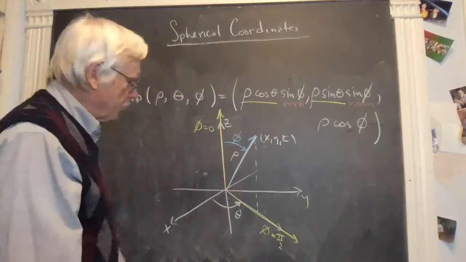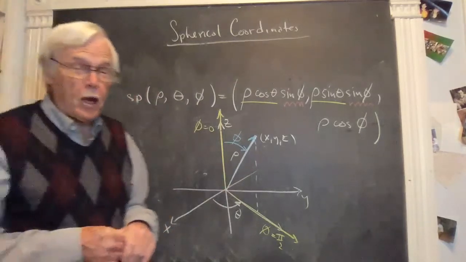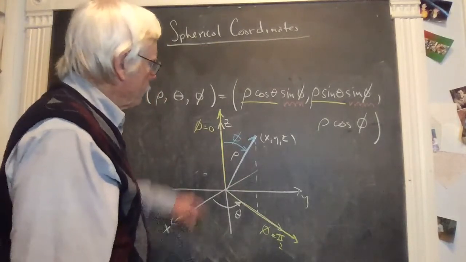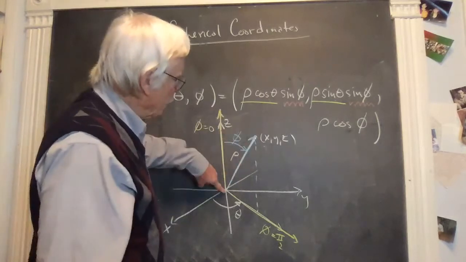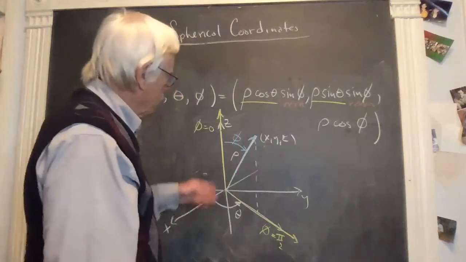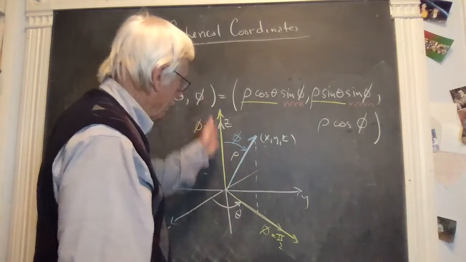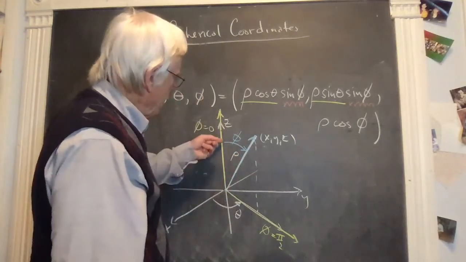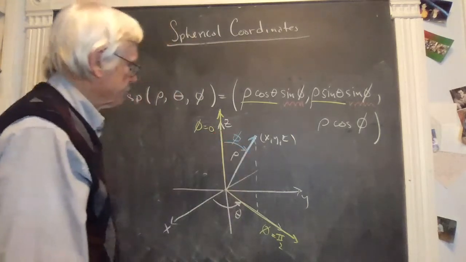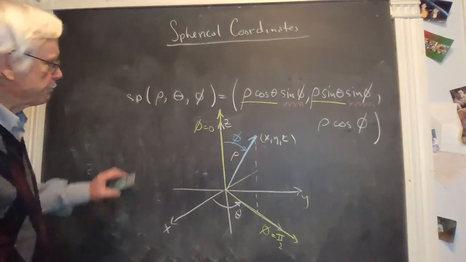phi. Now, it's not necessary to know what these things are geometrically to use them, but it can be very helpful, especially in applications. So rho is the distance between a point x, y, z and the origin. Theta is the angle that this vector makes with the xz plane. And phi is the angle that this vector makes with the z-axis. So geometrically, that's what these things are.